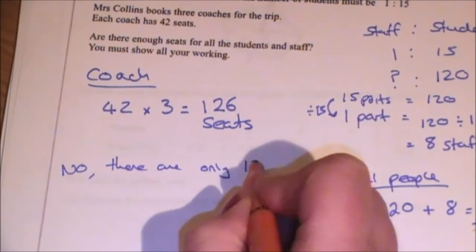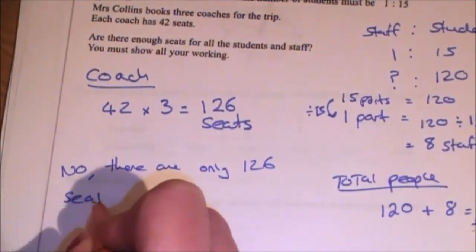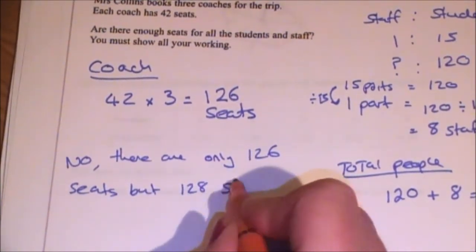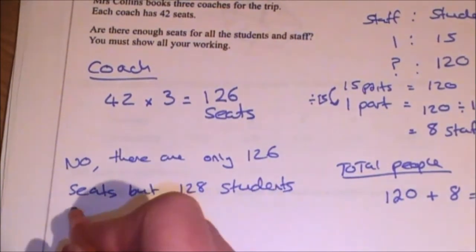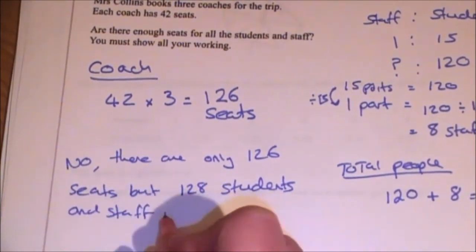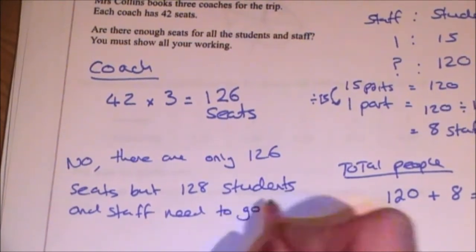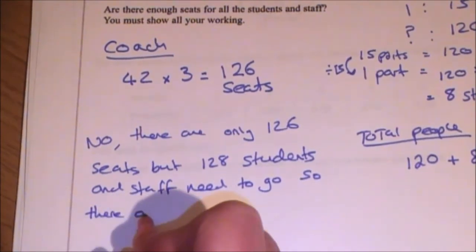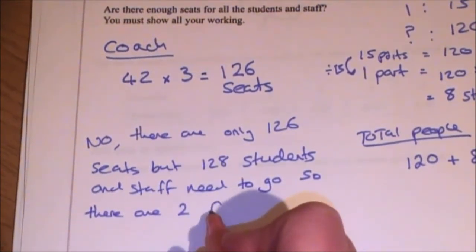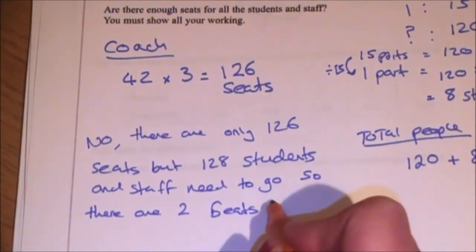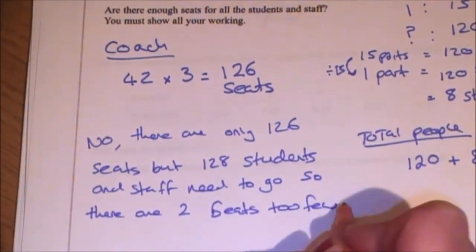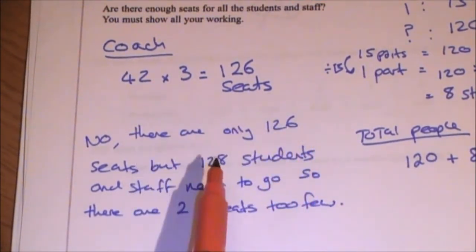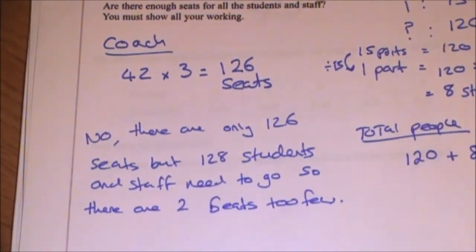There are only 126 seats, but 128 students and staff need to go. So there are 2 seats too few. So no, there are only 126 seats, but 128 students and staff need to go, so there are too few seats.